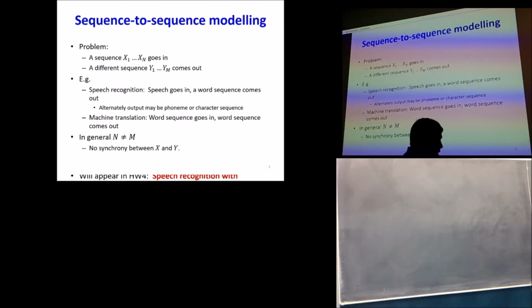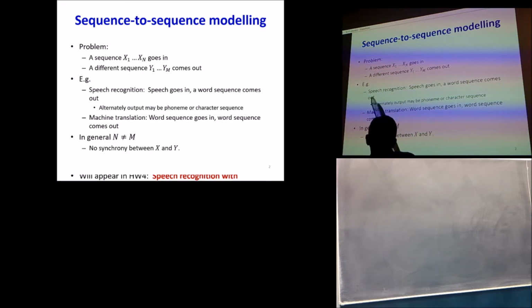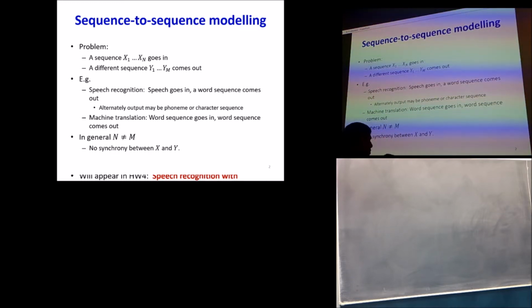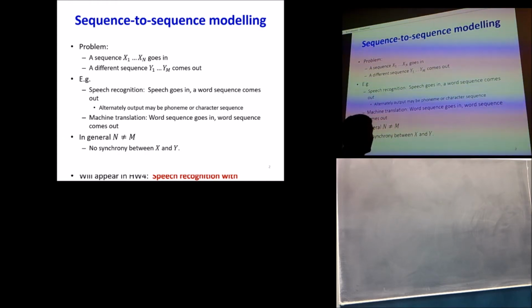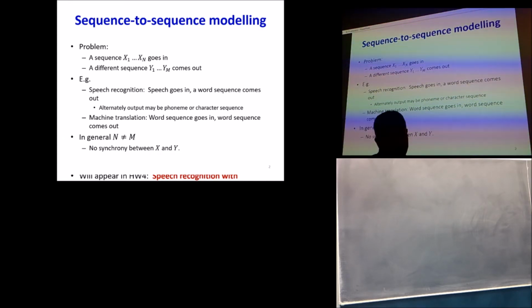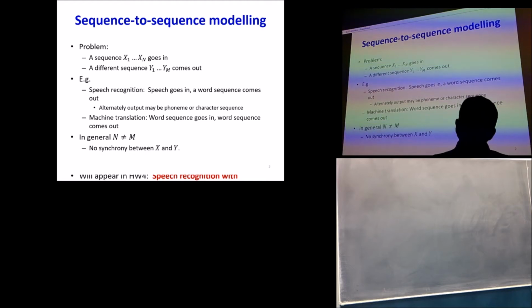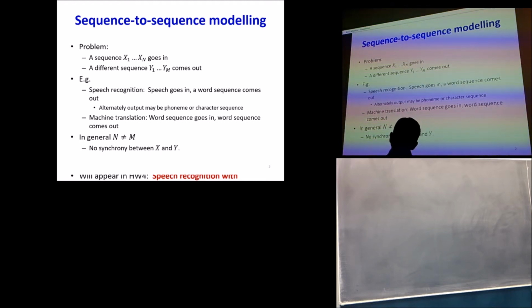We've already considered sequence-to-sequence modeling. So here is the problem. You have a sequence x1 through xn which goes into the model. A different sequence y1 through ym comes out, and the number of symbols coming out doesn't have to be the same as the number of symbols going in.